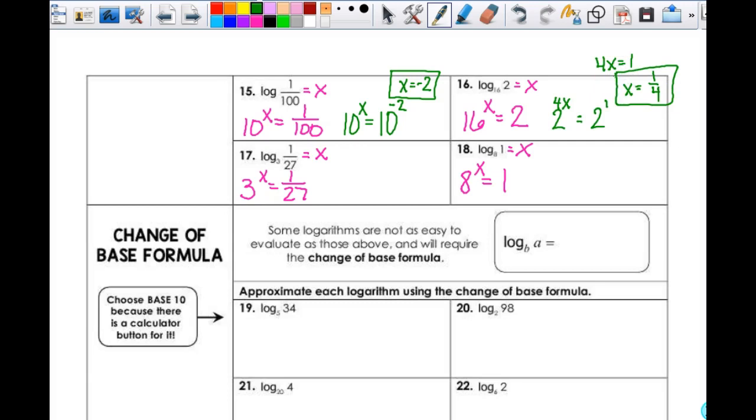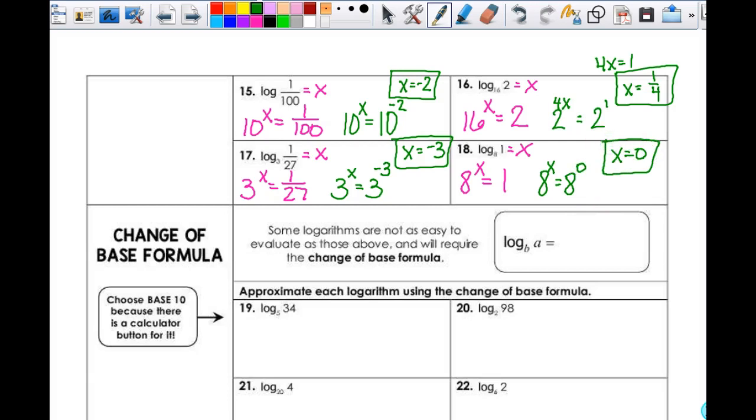What's my common base on 17? 3. So I'm going to have 3 to the x equals 3 to the negative what? 3. So x equals negative 3. What's my common base on 18 going to be? Well, I could do 2, actually, I guess. The 2 would work as well, but I can use 8. So this would be 8 to the x equals 8 to the what? 0 power, therefore x equals 0.